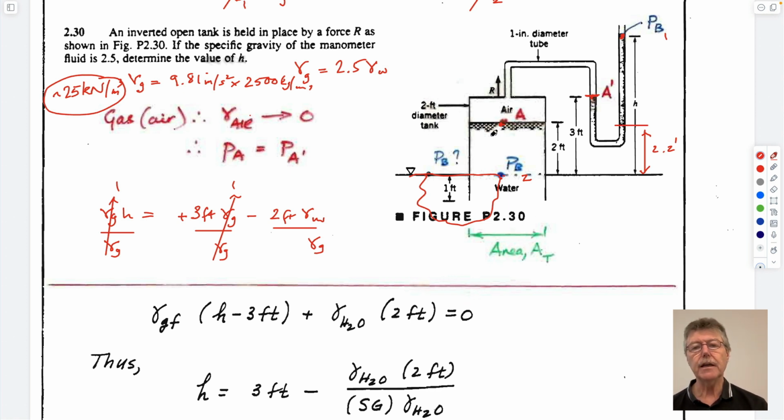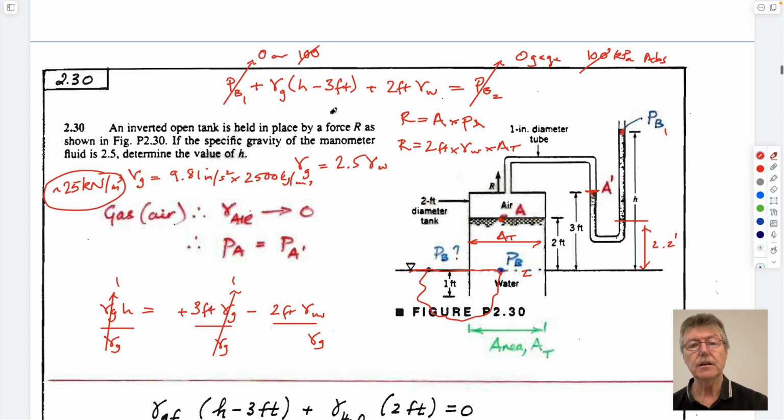If you wanted to, you could calculate the force to apply upwards. R would be equal to the area of the tank, which would be this, not a length, but an area of the tank, times PB, and times PA, which you'd calculate, but it would also be equal to 2 feet times the unit weight of water times AT. You could do it two ways. You could calculate what the pressure is here by writing your manometry equation to get to this point, and then multiplying that pressure by the area.